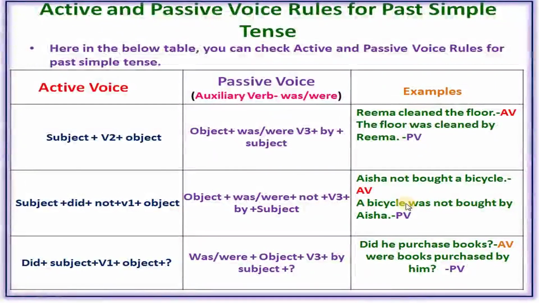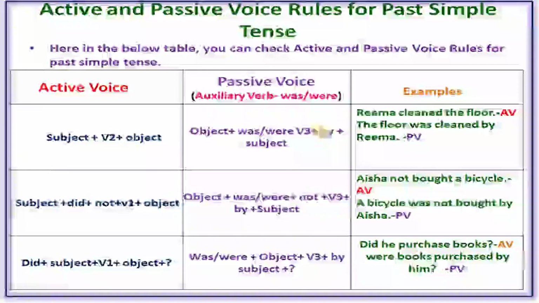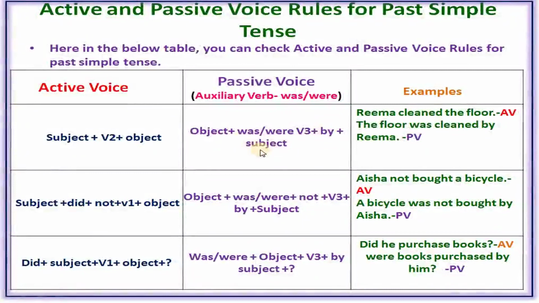Now simple past. It is also the same as present simple, but only the V forms are changing in the passives. And again, by is compulsory, a preposition, and the subject will become object, object will become subject. Examples are here. Rima cleaned the floor. So floor is an object, Rima is the subject, and the verb is clean. So now, according to this formula, the floor was cleaned by Rima.